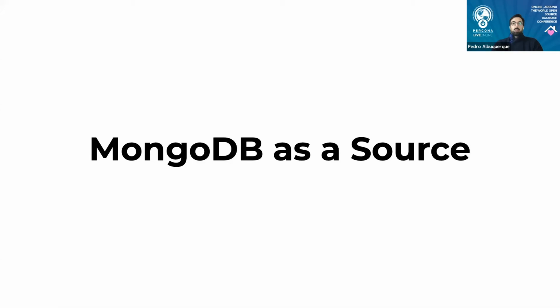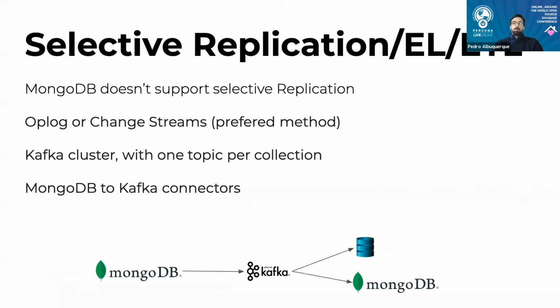Let's start with use cases where MongoDB acts as a source. When MongoDB acts as a source, we think the most common use cases are selective replication, extract and load, and extract, transform, and load. MongoDB does not natively support selective replication, as MySQL does, for example. So if you want to implement a topology where you only send a subset of your data to another MongoDB instance for various use cases like reporting, or to satisfy some kind of necessity within your organization from a security perspective, you need to implement it yourself.